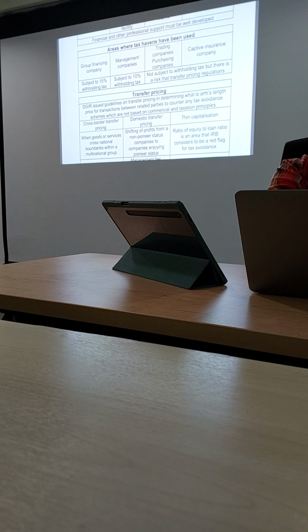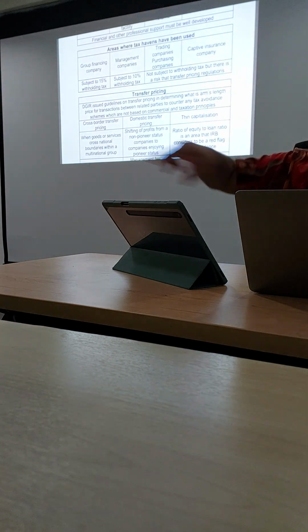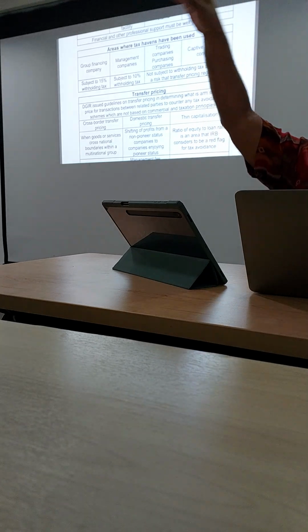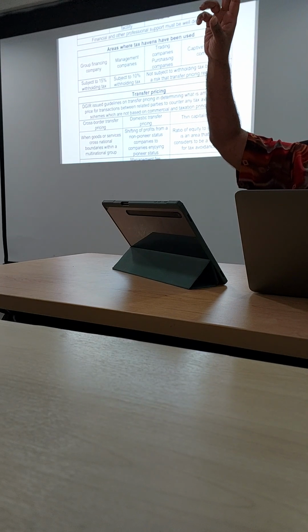They can set up a trading company or purchasing company, or they can set up an insurance company. So they place these types of company in the tax haven and then they charge. They charge everybody. Got it? Understand what I mean by charge or not?